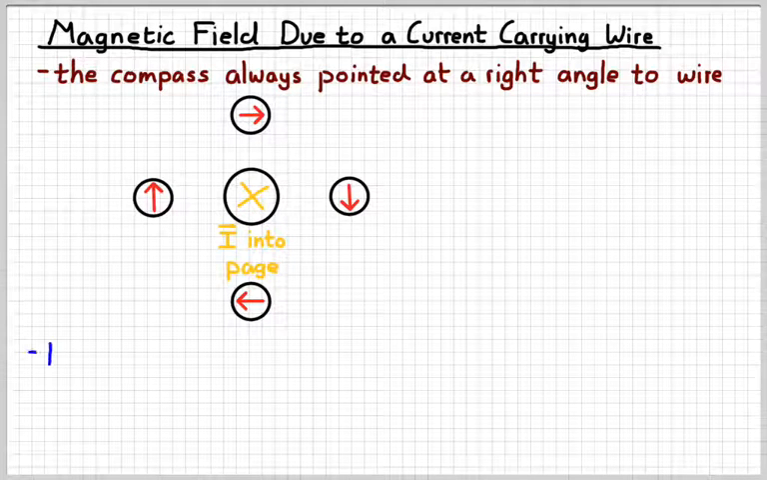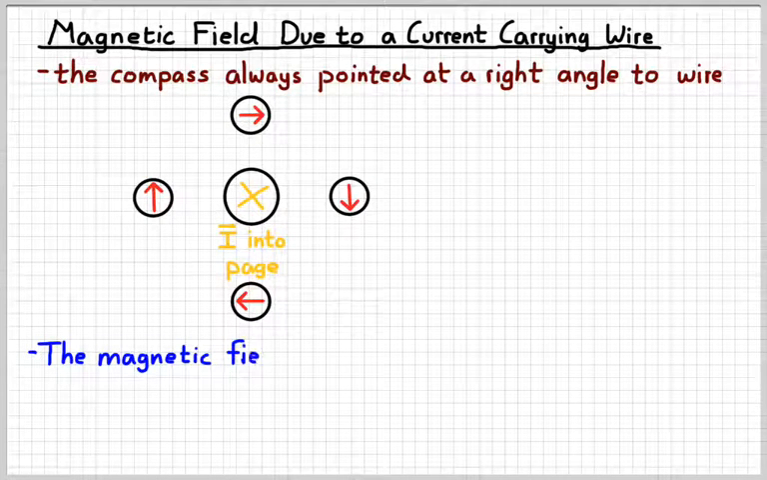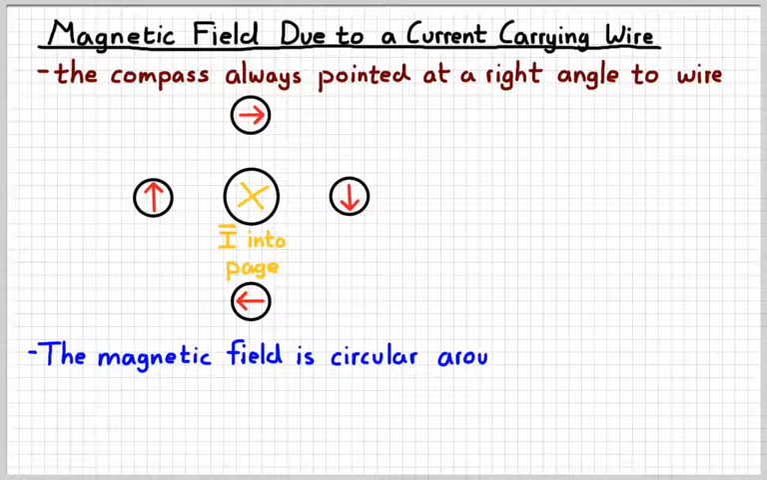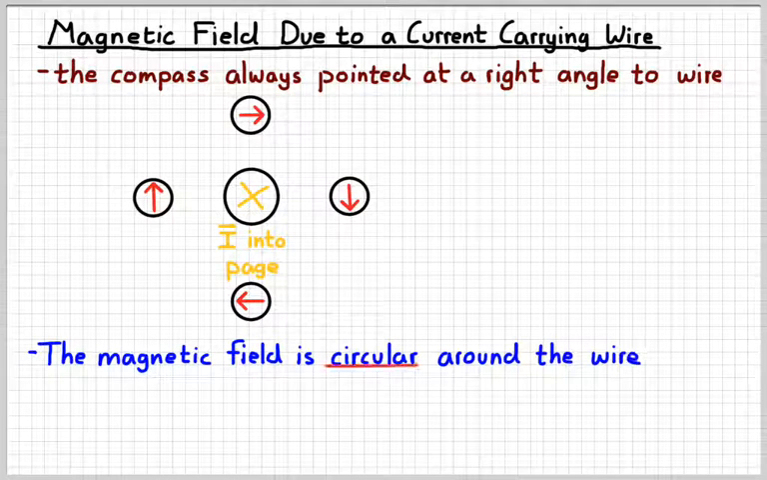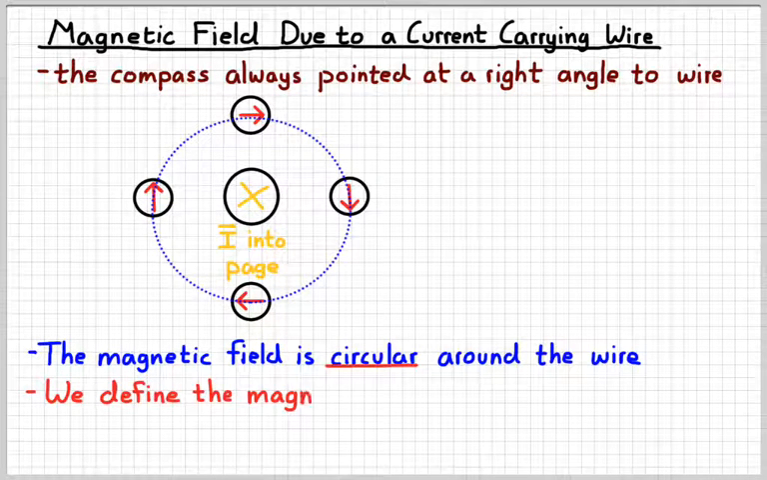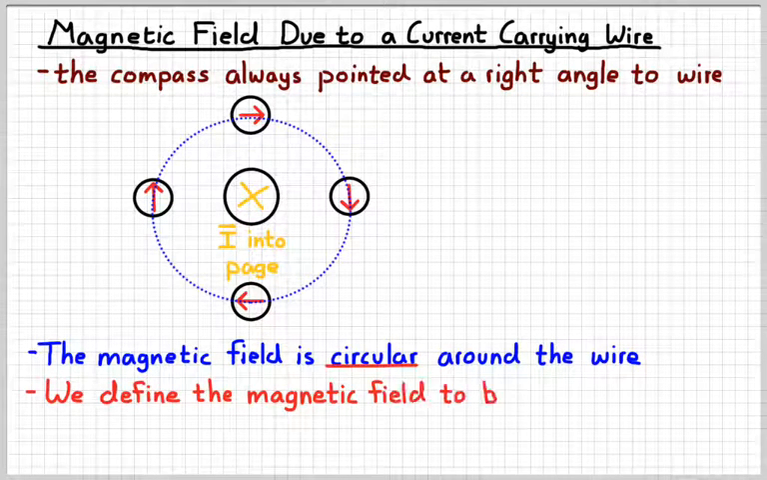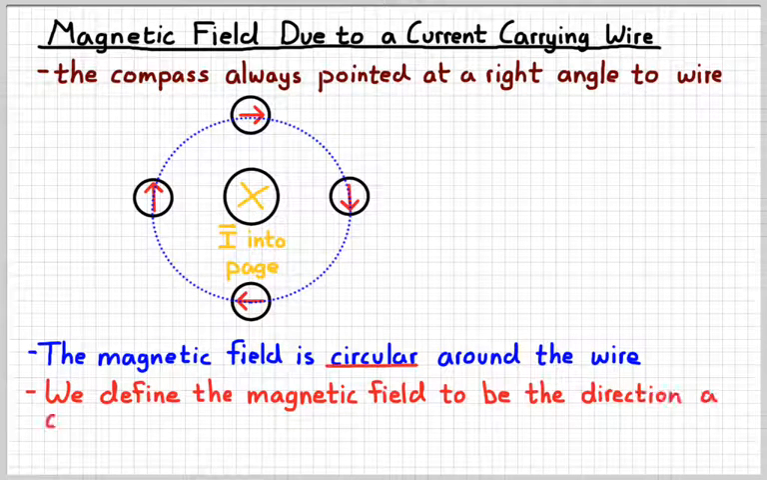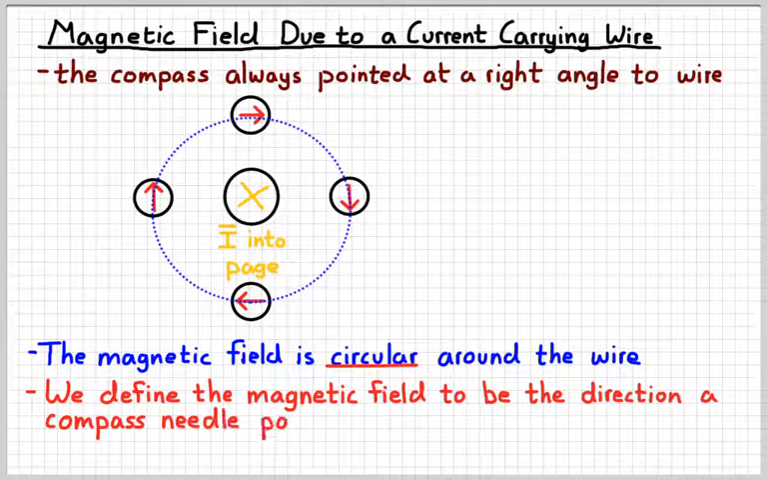So basically, the magnetic field created by this current-carrying wire is a circular field around the wire, like concentric circles moving outwards. We define the magnetic field from the compass. Basically, we just say that the direction of a magnetic field is the direction that a compass needle points. Since the compass needle would point in a circle going around the wire, we say the magnetic field is a circle around the wire.